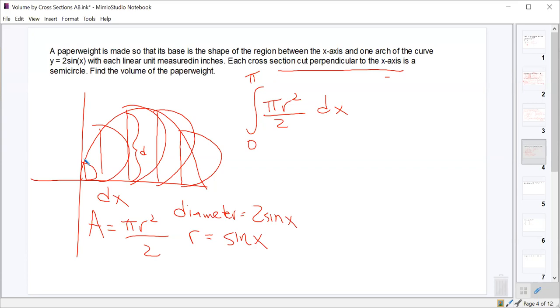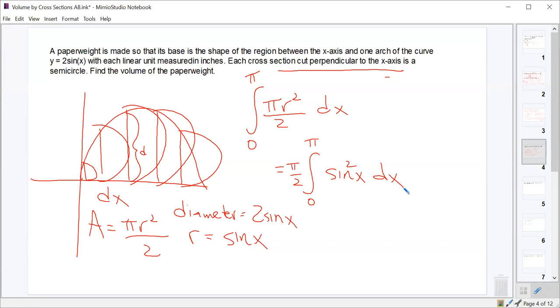All right. So our radius is sine x, so we just plug our radius in up here. So this becomes an integral from 0 to pi. Let's see, the pi over 2, like we said before, is just a constant. So if I want to, I can pull that out to the front. My radius, which is just sine x, is squared, so sine squared x. Everybody good there? Now the question is, how do we integrate sine squared x?